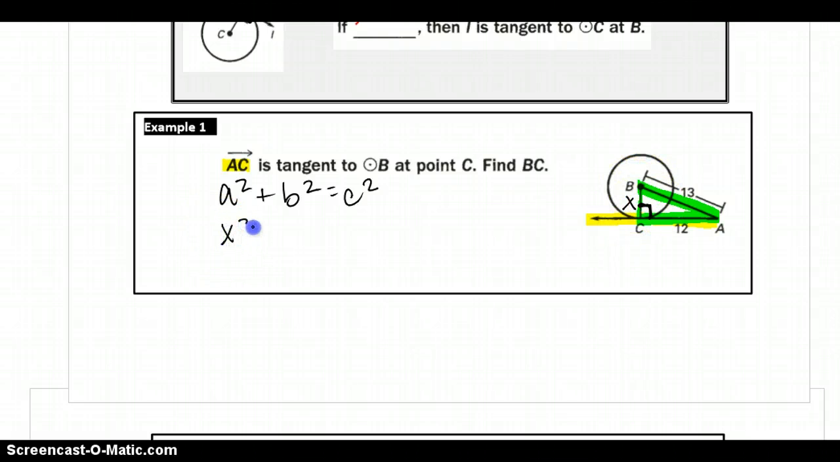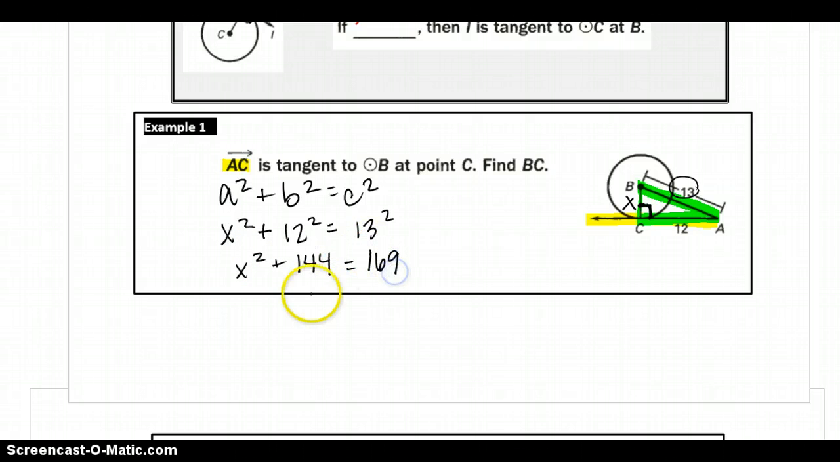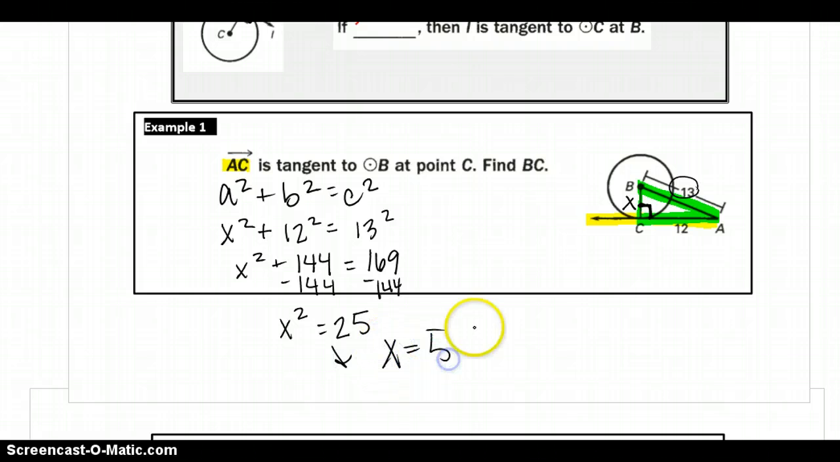I will plug in x squared plus 12 squared equals, my hypotenuse here is 13 squared. 12 squared is 144. 13 squared is 169. So to get x by itself, I subtract 144 from both sides and get x squared is equal to 25, meaning if I take the square root of both sides, x has to equal 5. So BC is equal to 5 here.